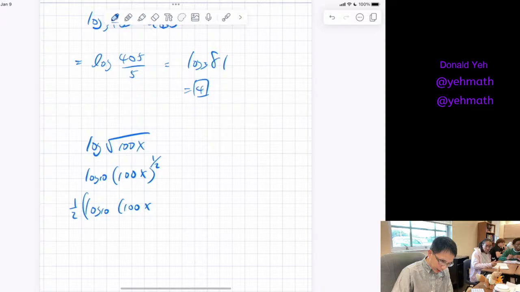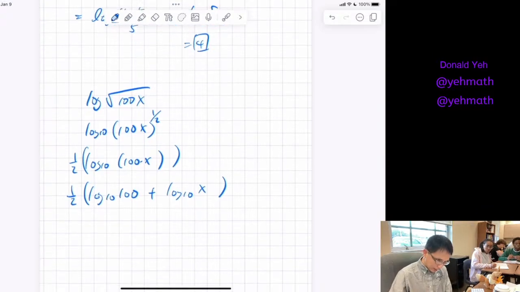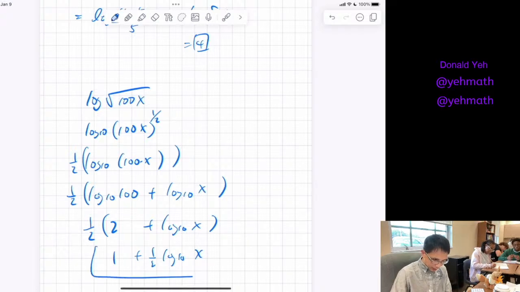And I'm going to have log 10 of 100 here. This is a multiplication, so it becomes addition. So it'll be log 10 of 100 plus log 10 of x. And that's equal to 2, because 10 to which power is 100. And then that's going to become 2 plus 1/2 log 10 of x. And that will be the final answer here.